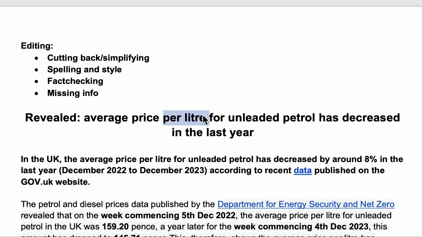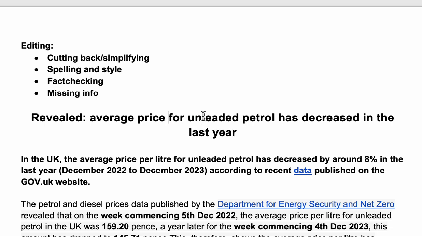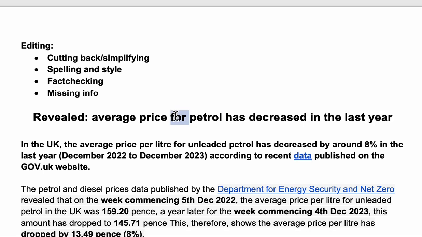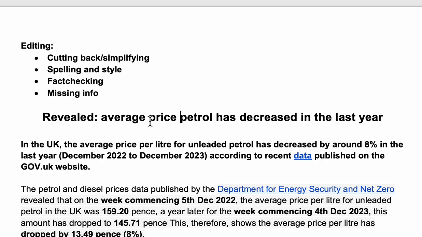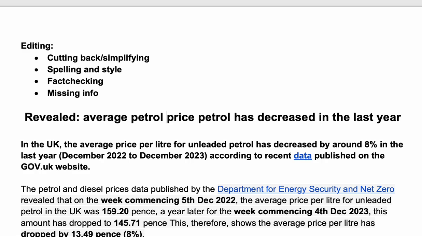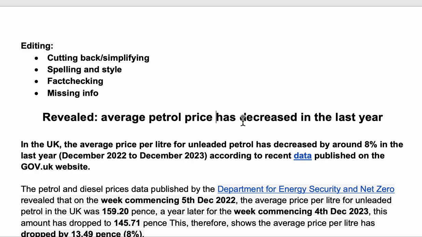We don't need per litre. That's extra detail. It's just the average price. And we can probably simplify unleaded petrol. We can probably take it down to petrol price and get to something like this.